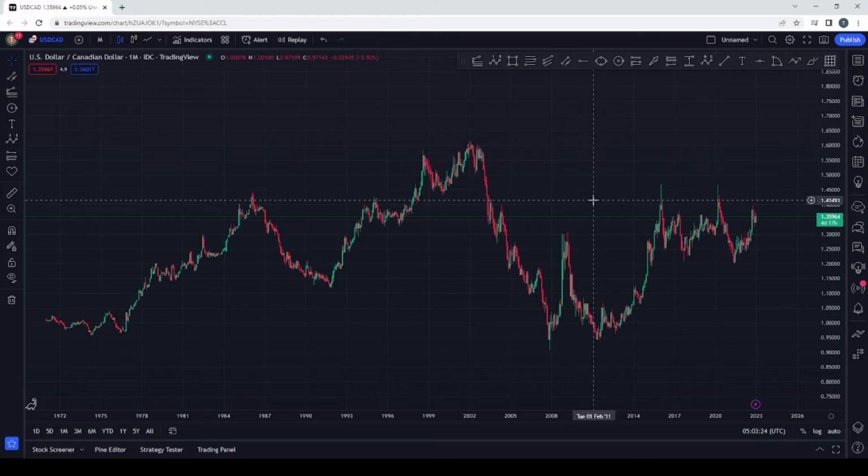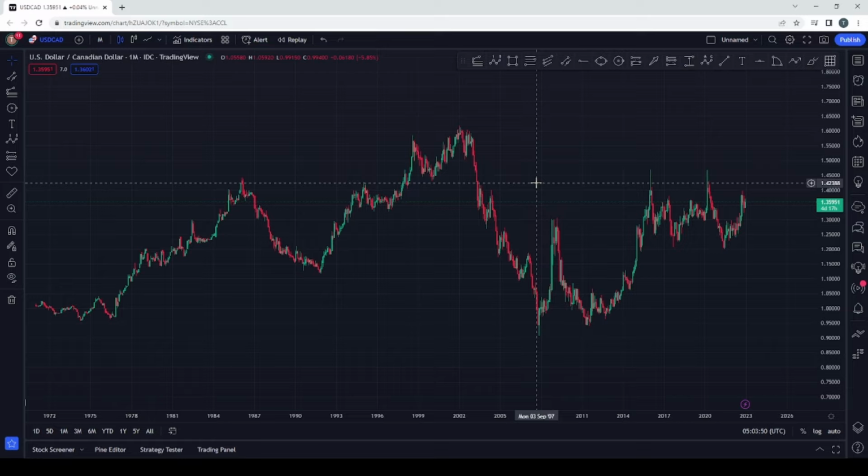And today I'll be analyzing the US dollar, Canadian dollar. The first thing I always do is go to the highest time frame in order to get the overall perspective of the market.